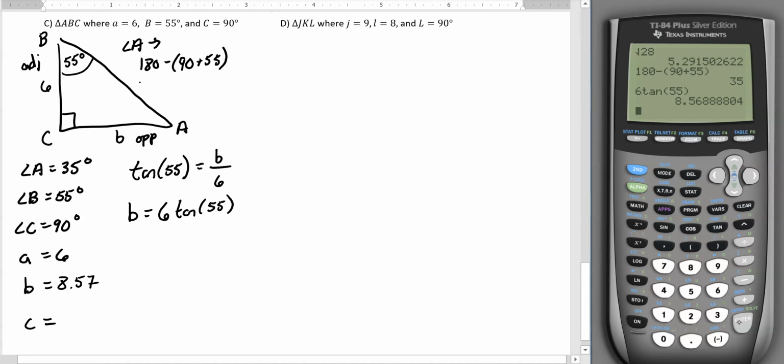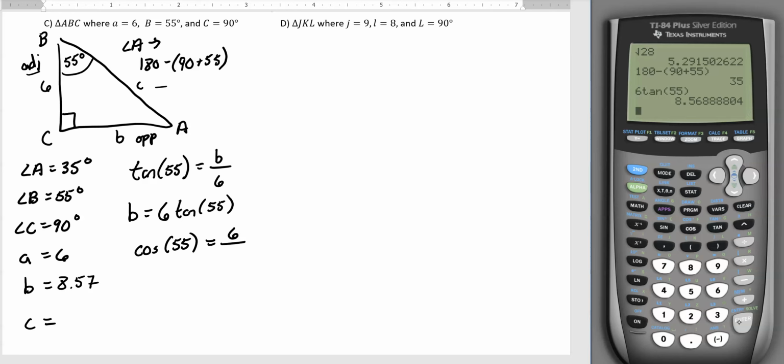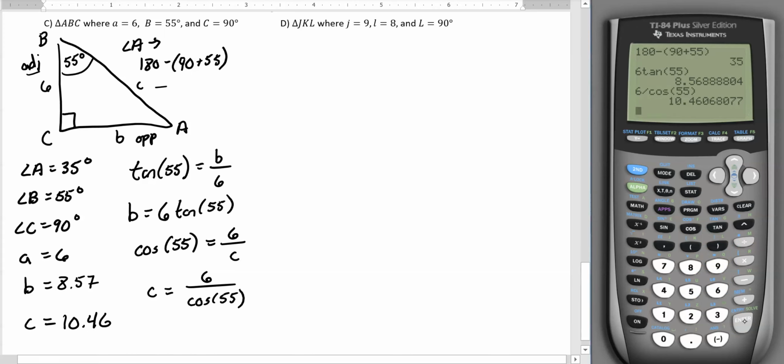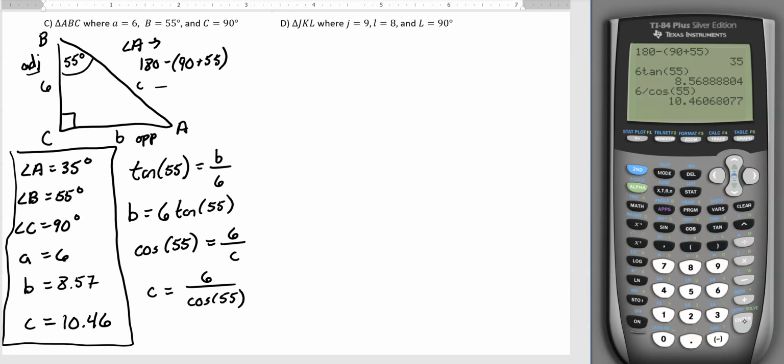Very good. And to figure out side C, our hypotenuse, we would be using our adjacent and our hypotenuse. That's cosine. So I'd say the cosine of 55 degrees is my adjacent, which is 6, over my hypotenuse, which is C. C will equal 6 divided by the cosine of 55 then. 6 divided by the cosine 55, close parentheses, 10.46. And there we go. There is everything we need to know about this triangle.